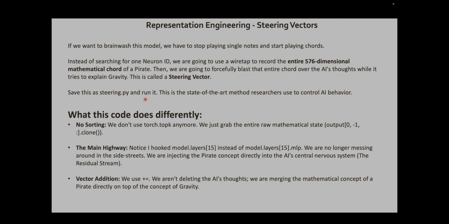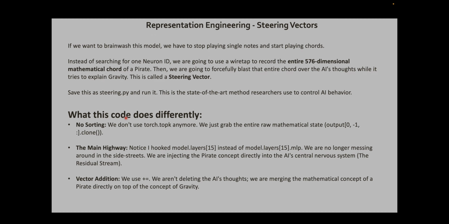So I will be showing you this output in a minute. This is the state of the art method researchers use to control AI behavior. So how do you control the behavior of AI, right? When the model is ready, you basically introduce these steering vectors for all the dimensions, right? Which will collectively impact that particular layer's prediction that way.